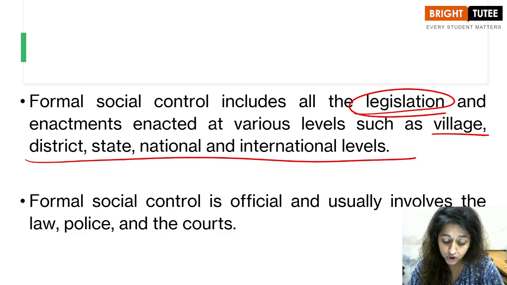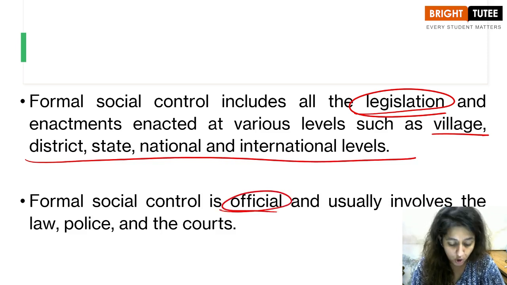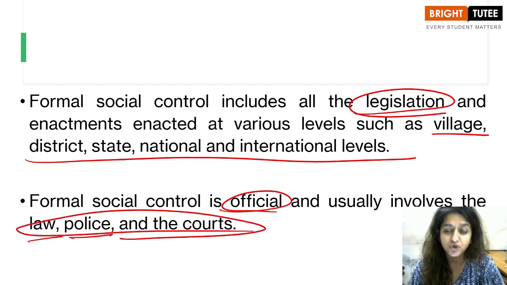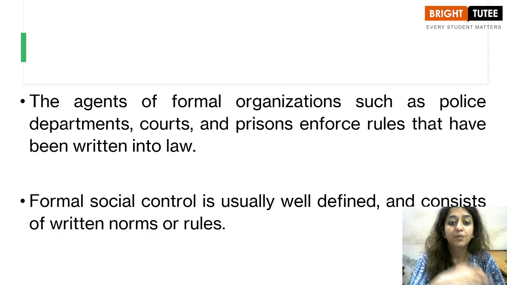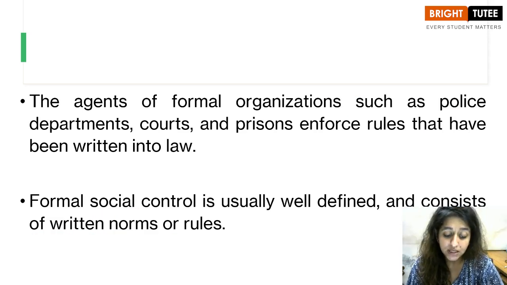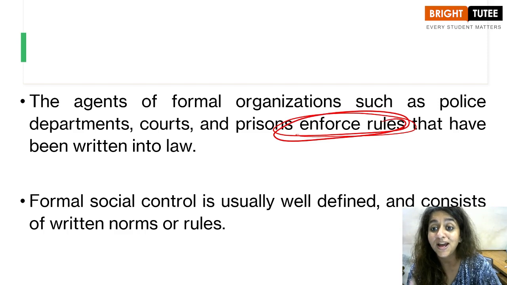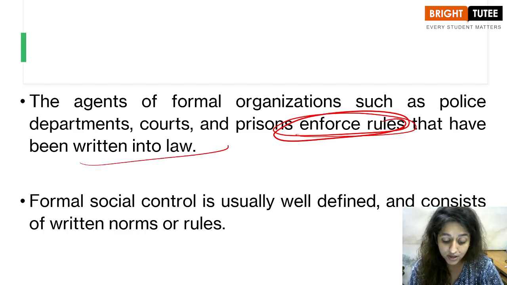Now, formal social control is official and usually involves law, police and courts. You have law, police and courts being involved in formal social control. These are written documents, applicable to all people around, in the form of law, legislation, police orders, court orders, etc. The agents of formal organizations such as police departments, courts, and prisons enforce rules, so the rules that have been written into the law are being enforced.